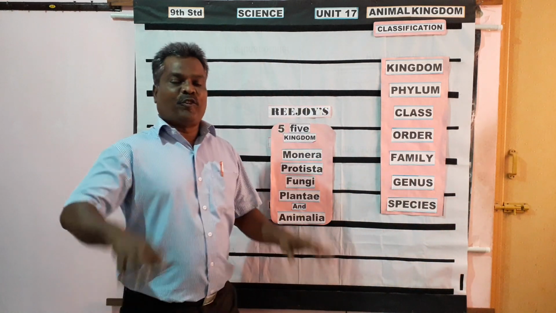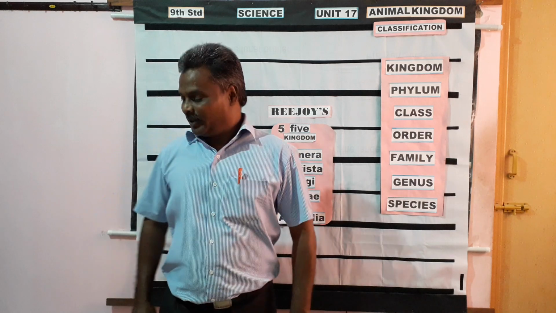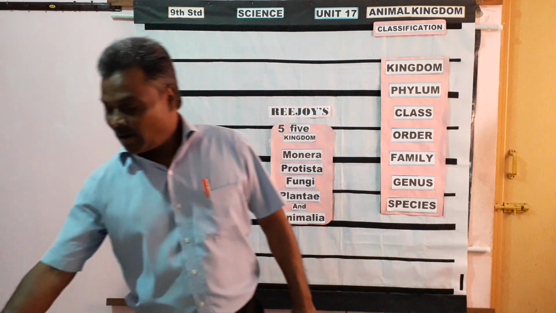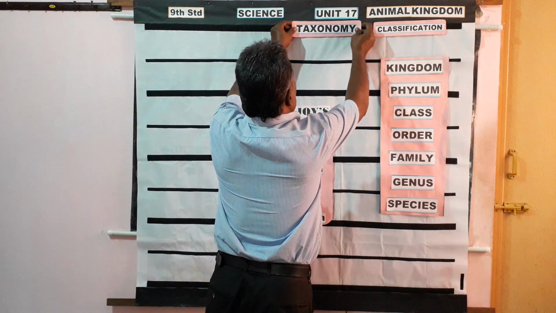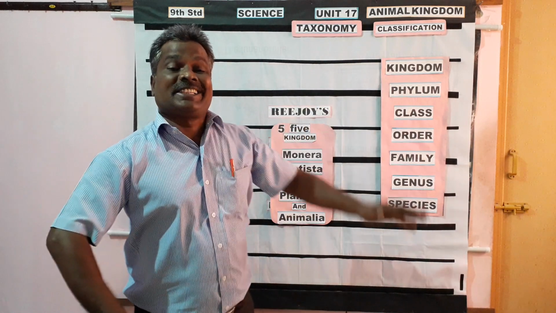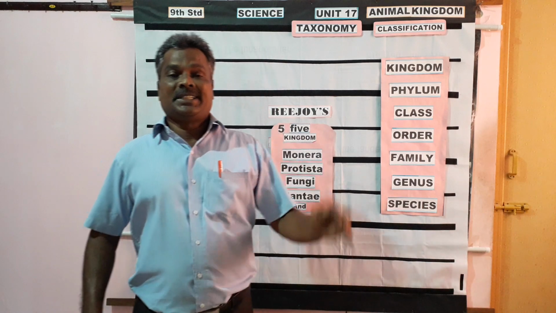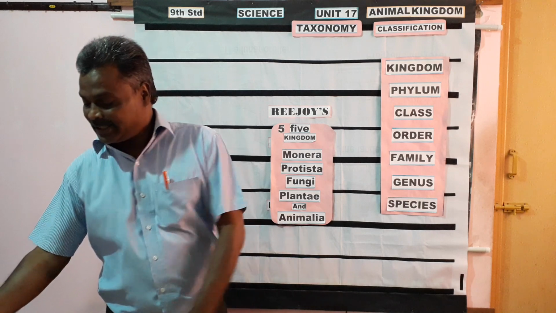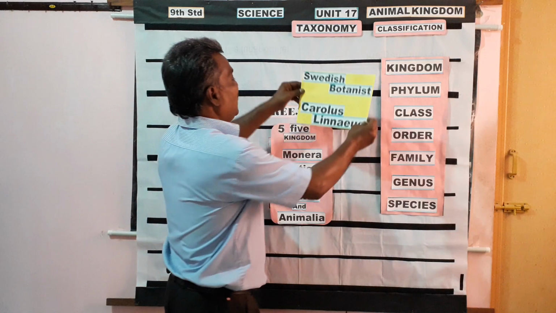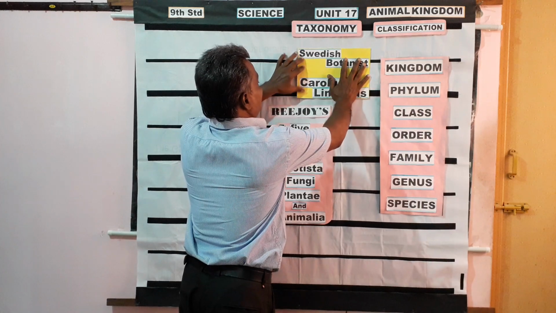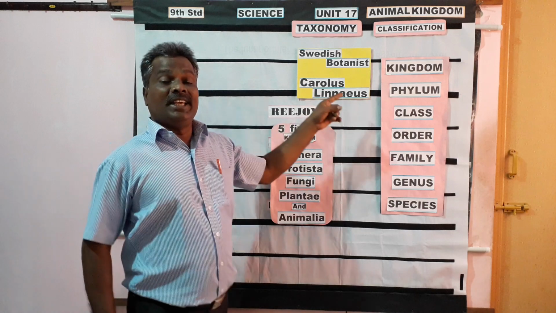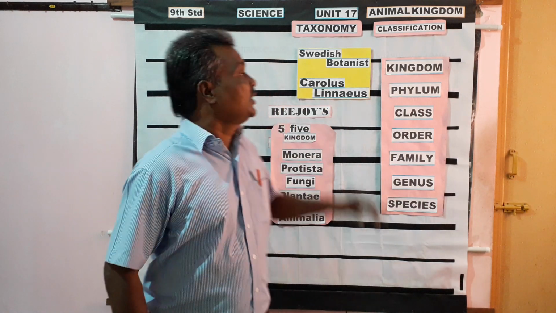The first systematic study of all these living organisms, the science of classification, is called taxonomy. Taxonomy is nothing but the science of classification. This taxonomy was introduced by a Swedish botanist. His name was Carolus Linnaeus. He is also called the father of taxonomy.